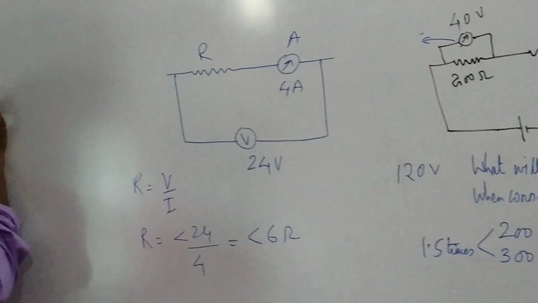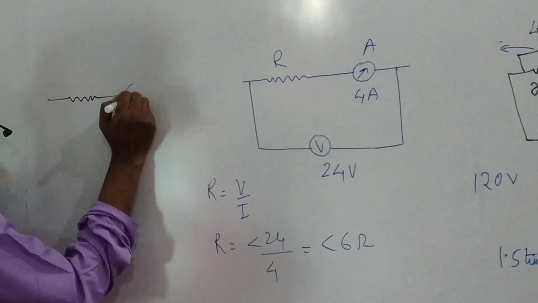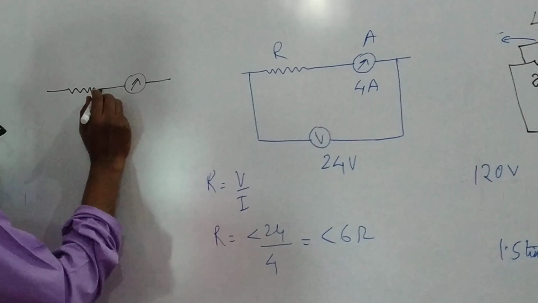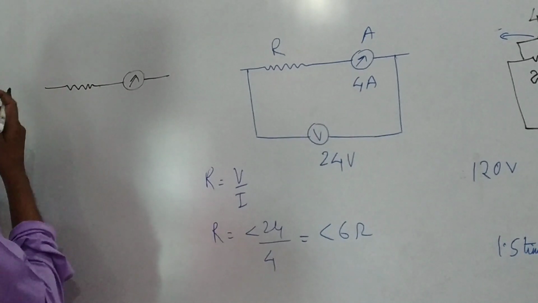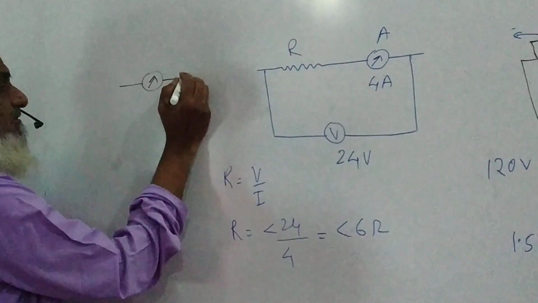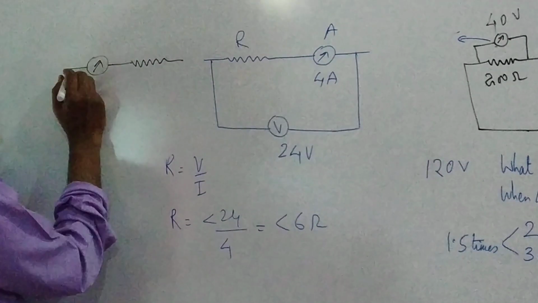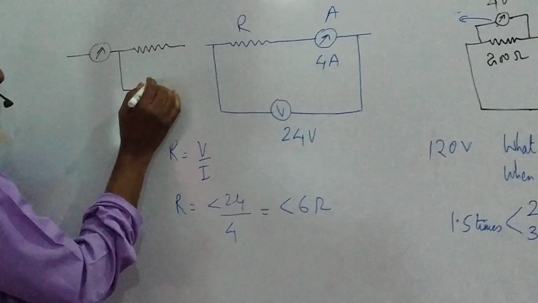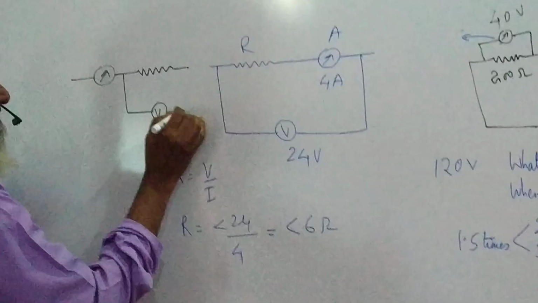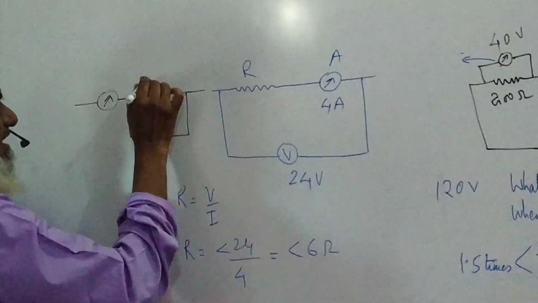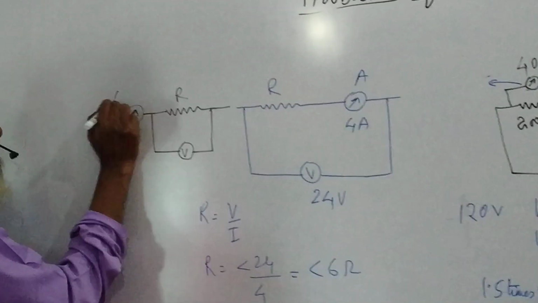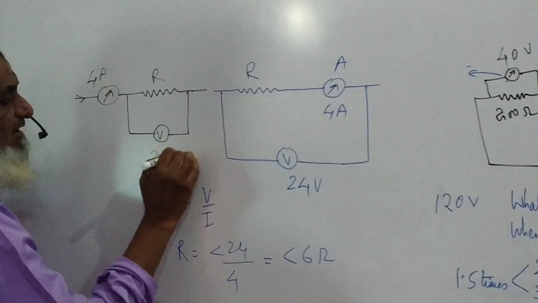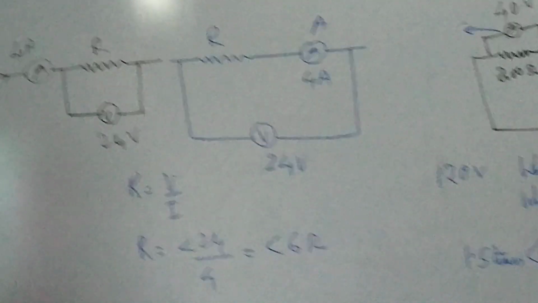Then another question which he can give in the same cases. Here you have like this and then across the ammeter first, then resistance. Then he gives here voltmeter here, resistance over here R. This ammeter he is saying 4 ampere. And this voltage again he is saying 24 volts. So what is the value of resistance?